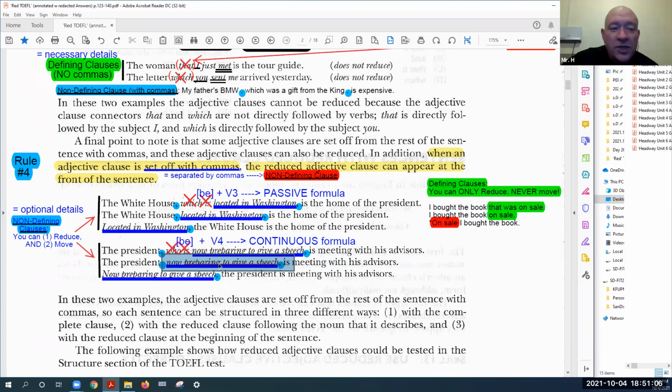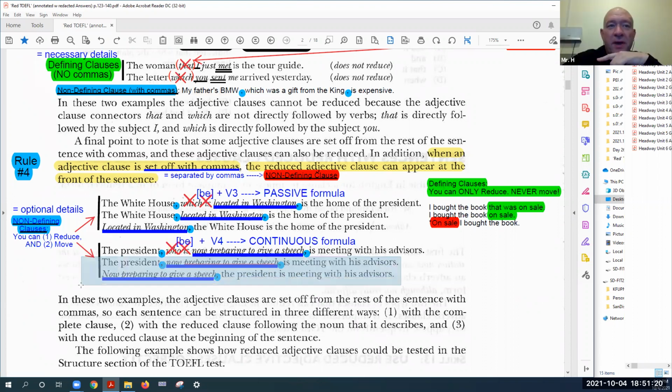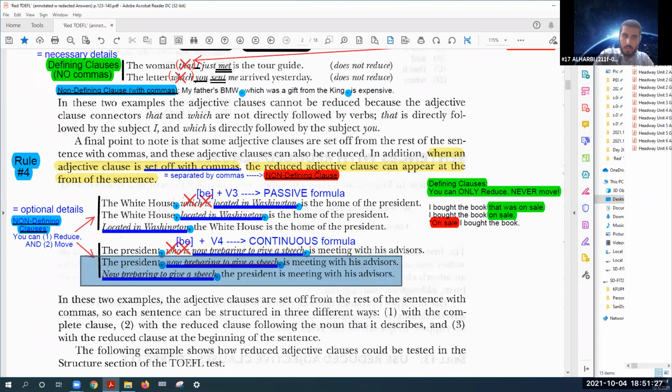Okay. Now there's another. Let's see, Al-Harbi, you want to read the last line? Now preparing to give a speech, the president is meeting with his advisors. All right. Let's compare them, the second and the third. What's the difference? We move the reduced adjective clause to the beginning. And you must put one comma.